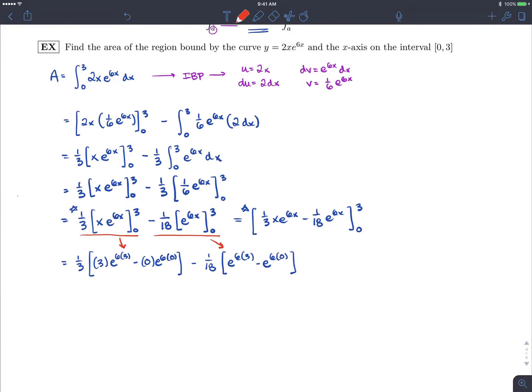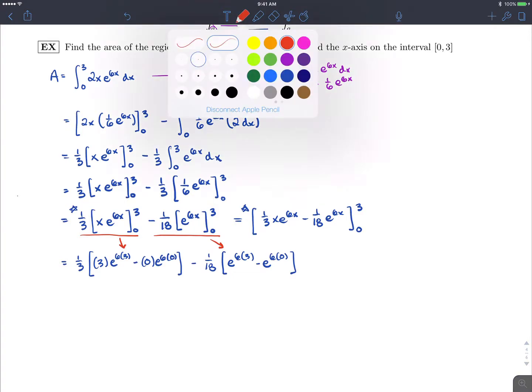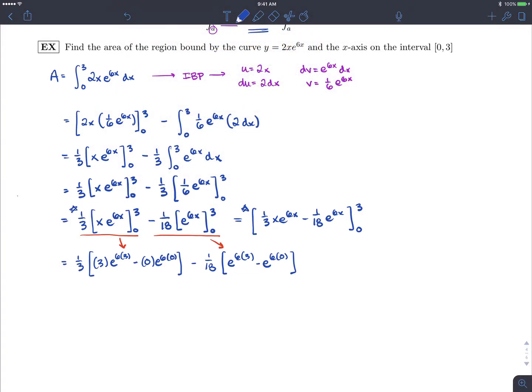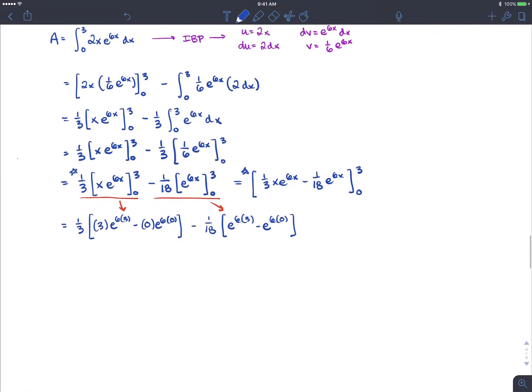And now we just go ahead and we multiply this out and clean it up and see what we end up with. It's not going to be a particularly nice answer, but we'll just do our best. So luckily the zeros help out. So we're going to have 1/3 times 3e to the power of 18 minus 0 in this case because we're multiplying by 0 there. Now we've got minus 1 over 18 times e to the 18, and be careful for this, we've got minus e to the 0, which is going to be minus 1, because e to the power of 0 is equal to 1.